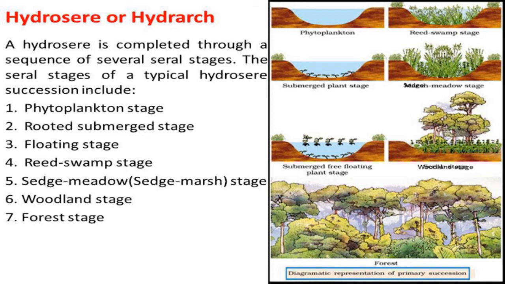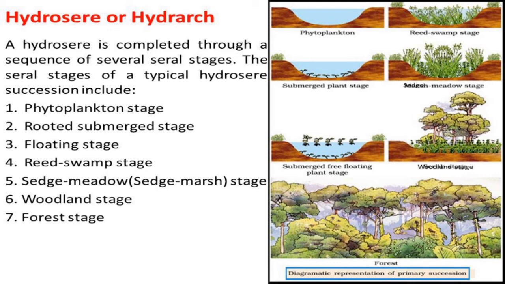The phytoplankton stage is followed by the next seral stage called the rooted submerged stage. As a result of the death and decomposition of planktons, a soft mud develops at the bottom of the pond. It initiates the growth of rooted submerged vegetation like Hydrilla, Vallisneria, Utricularia, etc. The vegetation invites the nymphs of dragonflies, mayflies, and other invertebrates.